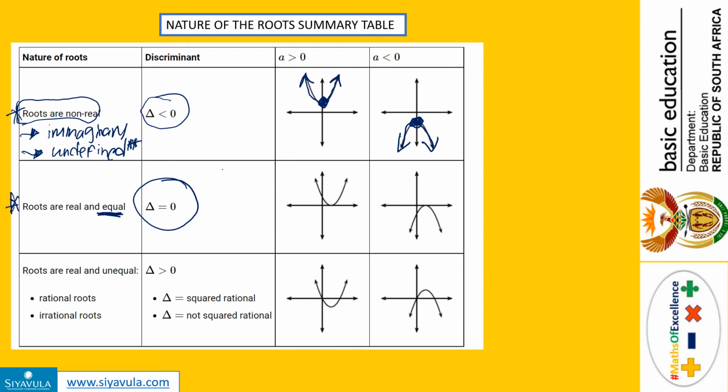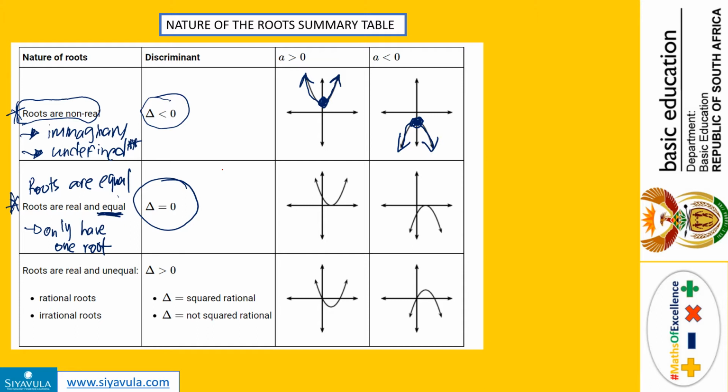So normally it is when you only have one root. So when delta is equal to 0, just know you only have one root. That is when your roots are real and equal. So let's really stick to this one, when the roots are equal. So it's when delta is equal to 0.